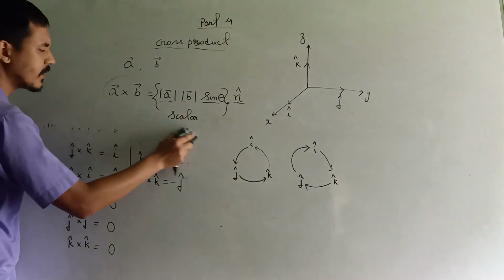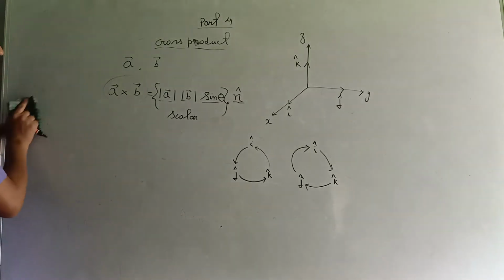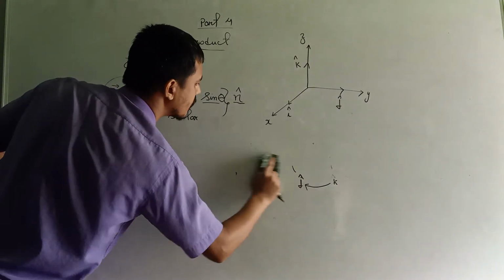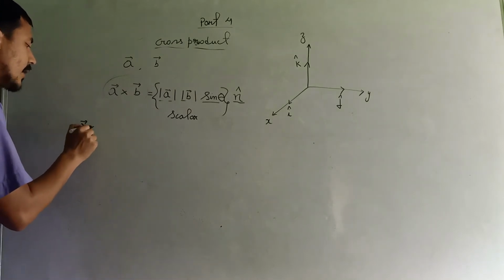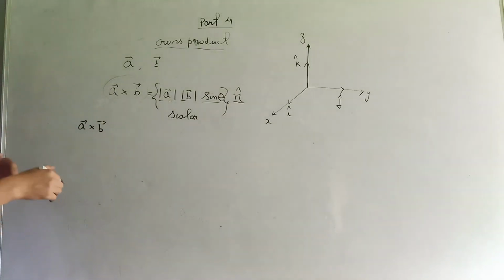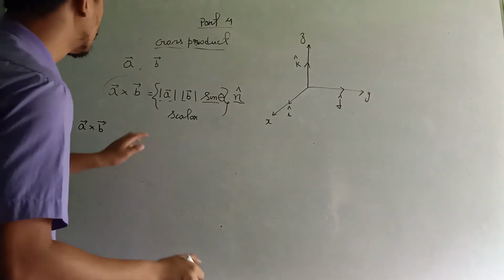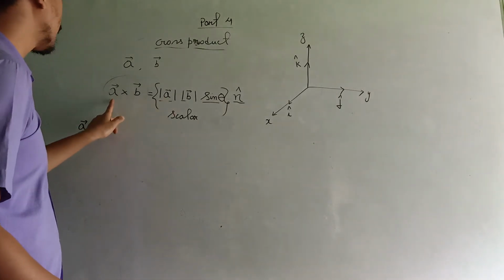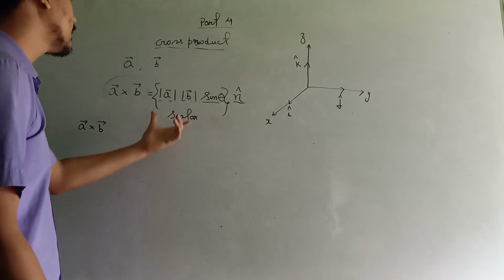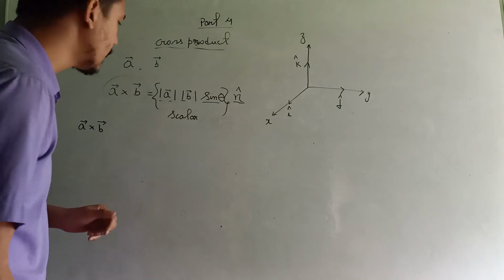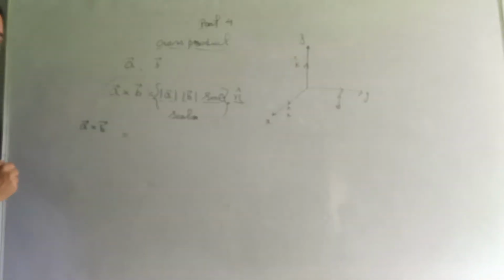There are 8 to 9 derived results. The next, number 5, is how to expand A cross B. That's very important. Here, A cross B, this is the definition. If theta is not given, then you cannot use the definition. Then you have to find other means of finding A cross B, right?